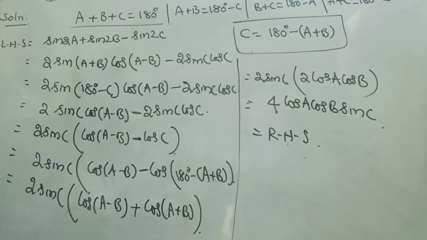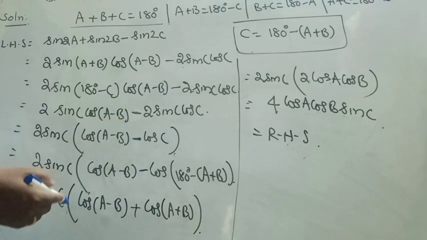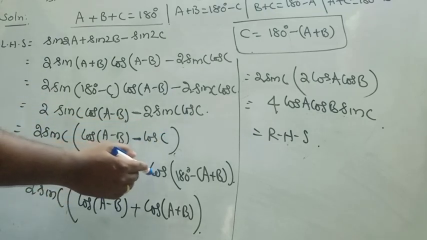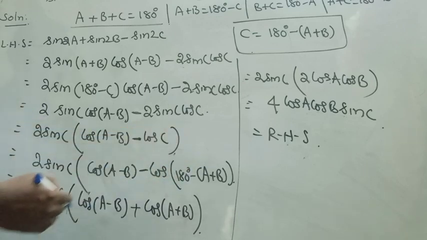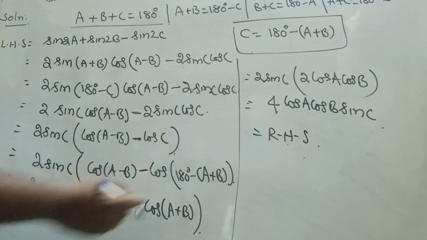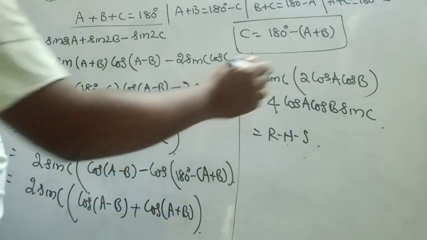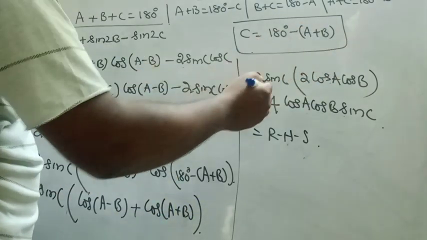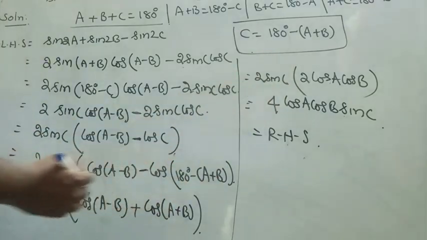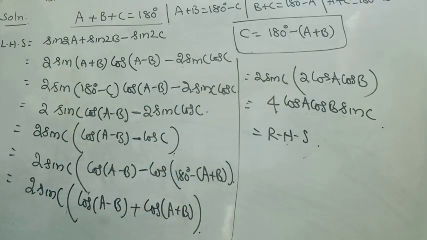You see, my dear students, here cos A minus B minus cos C. This is now cos A minus B minus cos of 180 degrees minus A plus B, which is cos A minus B plus cos A plus B. That means cos A minus B plus cos A plus B is nothing but 2 cos A cos B. That is 2 into 2, 4 cos A cos B sin C. That is the right hand side part. We have taken the left hand side and we got the right hand side part. Such a beautiful way, right, my dear students? Fine.